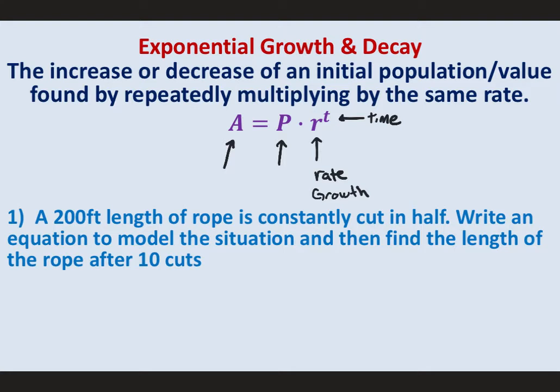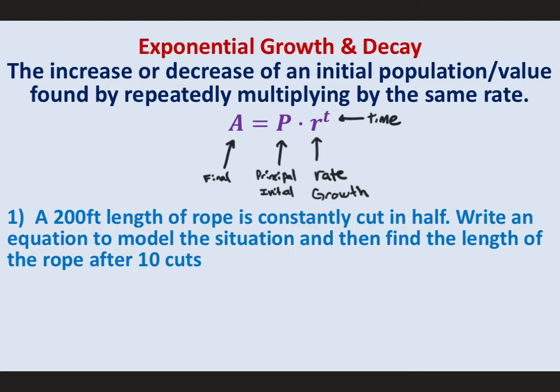P is usually called principal. Principal is kind of a fancy word; another way to refer to it is your initial value, your starting value. And A is your final value, your answer. So P is your initial, R is your rate, t is your time, and A ends up being our resulting answer.